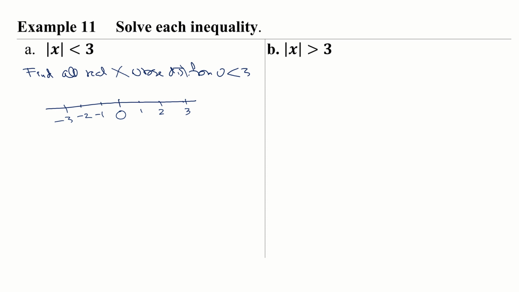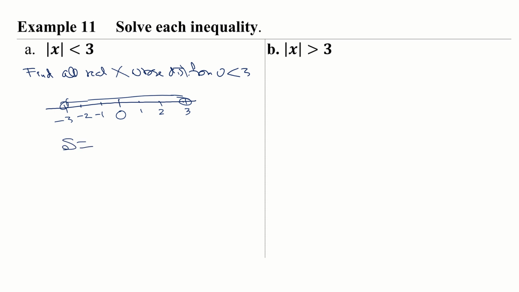How about negative 2.999999999? Yeah, that's still going to be to the right of negative 3, right? So therefore, the solution set is going to be all numbers between negative 3 and 3, just like that. There is the graph, and we can write it.